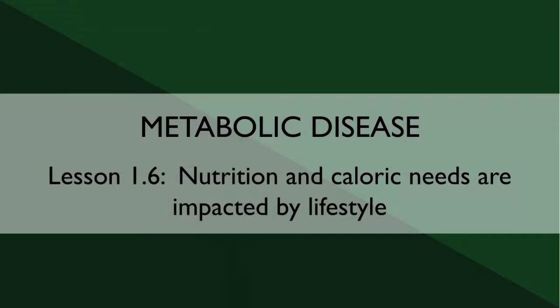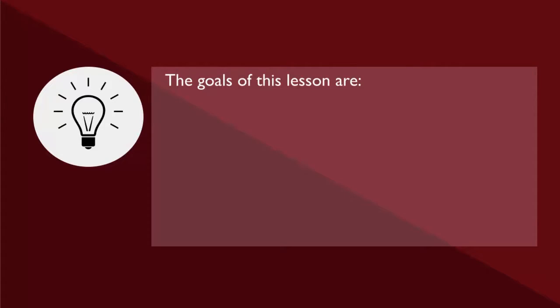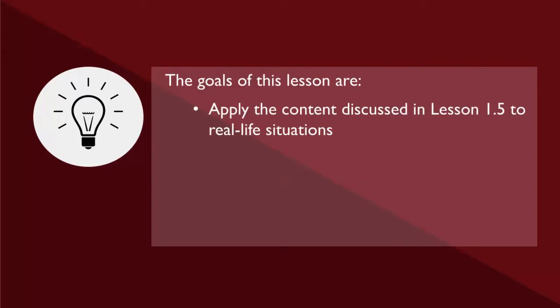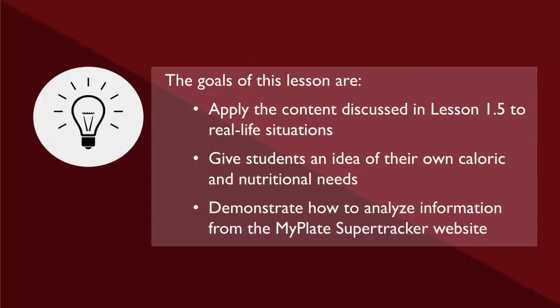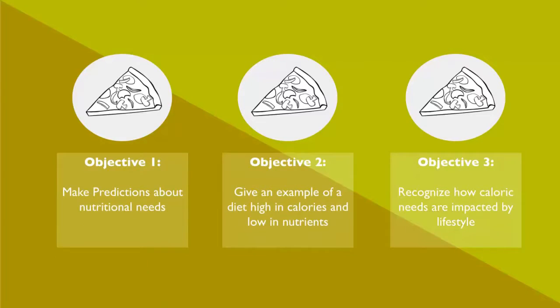Lesson 1.6, Nutrition and Caloric Needs are impacted by lifestyle. The goals of this lesson are to apply the content discussed in Lesson 1.5 to real-life situations, to give students an idea of their own caloric needs and nutritional needs, and to demonstrate how to analyze information from the MyPlate Super Tracker website. At the end of this lesson, students should be able to make predictions about nutritional needs, give an example of a diet high in calories and low in nutrients, and recognize how caloric needs are impacted by lifestyle.